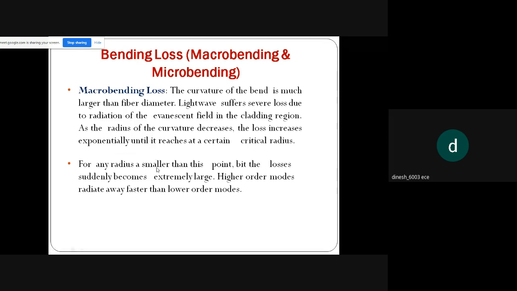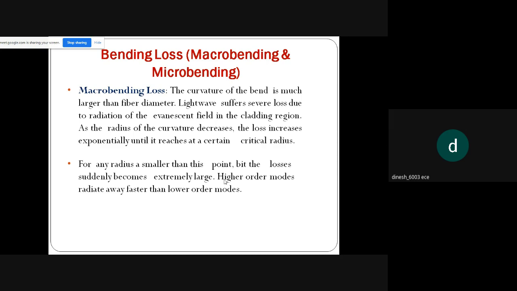For any radius smaller than this point, the losses suddenly become extremely large, and the higher order modes radiate away faster than the lower order modes. Due to this macro bending, we have lower order modes such as TE0, TE1, TE2, TE3, TE5. The higher order modes are your TE9, TE11, TE12, TE13, TE15, TE17, TE21.